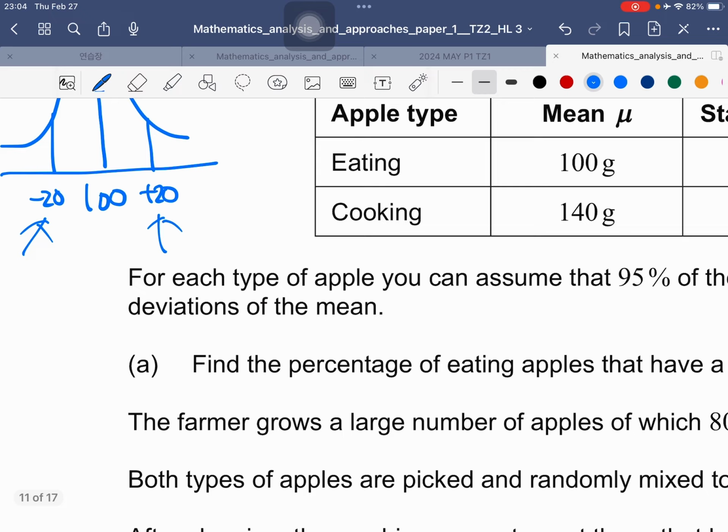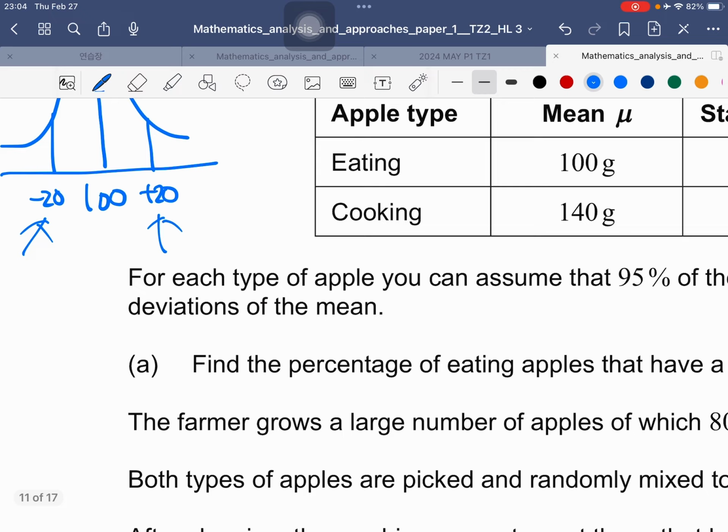Okay, next question. Looks like a normal distribution. The farmer grows two types of apple, cooking apple and eating apple. The weight of the apple in grams can be modeled as a normal distribution with these parameters. For eating apple, the mean is 100 gram and the standard deviation is 20 gram. For cooking apple, the mean is 140 and the standard deviation is 40.